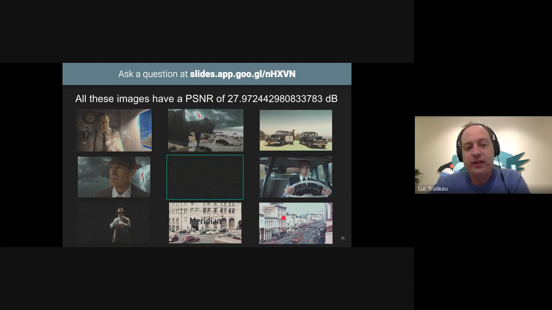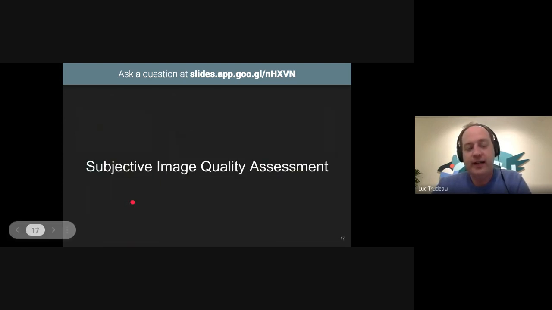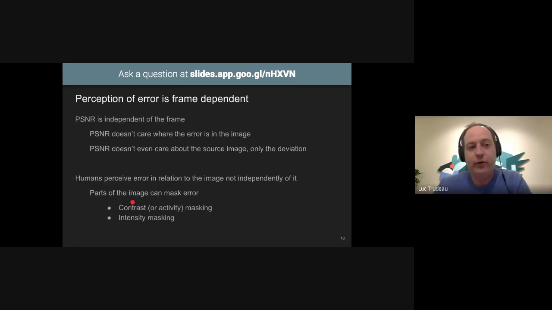And it brings us to this next point: while PSNR might not care about the source image, we as observers actually really do care about it. For us, all these distortions aren't equal, they're different. And that's the topic of subjective image quality. How do we get a bit of human feel into this equation? How do we measure this in a more human-friendly way?